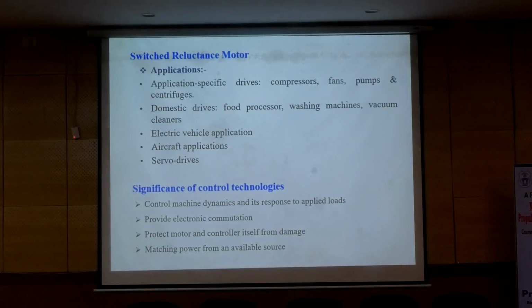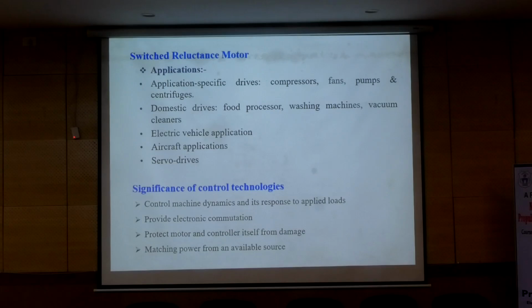And when it comes to the applications, I already mentioned compressors, fans, pumps, centrifugal pumps, and also domestic drives: food processor, washing machine, vacuum cleaners, electric vehicle applications, aerospace applications, servo drives, what not. There could be several applications, but only some demerit factors we need to address for this machine. Otherwise, it is very well suited for various applications, and a very good option compared to the other machine counterparts.